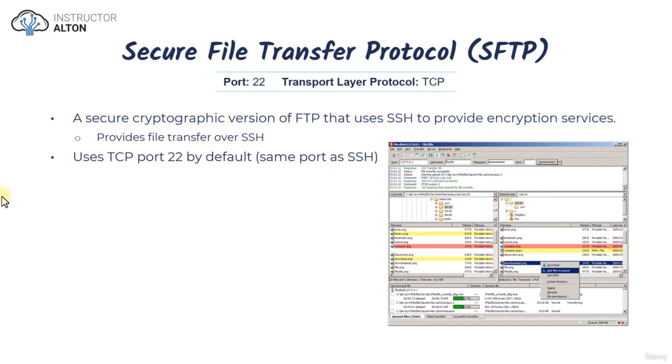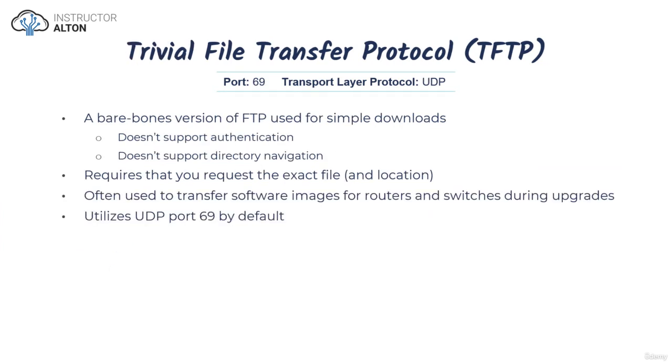Now let's take a look at trivial FTP. Trivial FTP is called trivial for a specific reason because it is a bare bones version of FTP, and it's typically used for simple file downloads. There's no functionality for authentication. There's no functionality for directory navigation. We can't do all the things that we can do with the general FTP protocol and the secure version of that. With Trivial FTP, I upload a file and then people can simply download it.